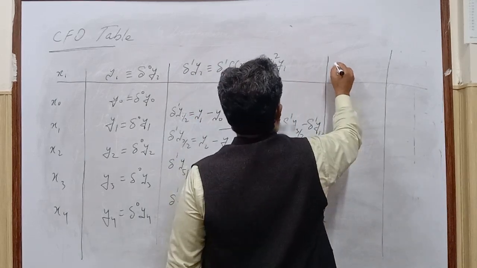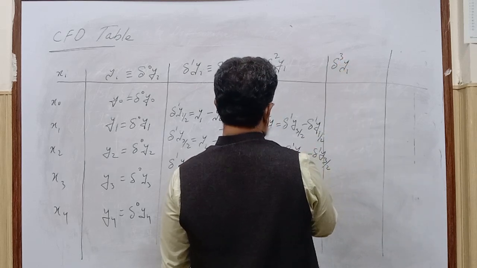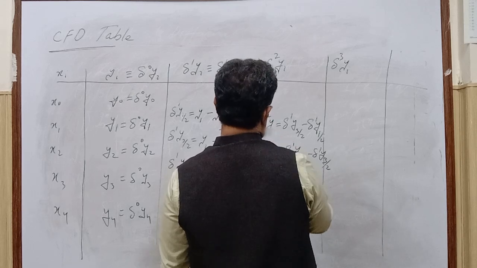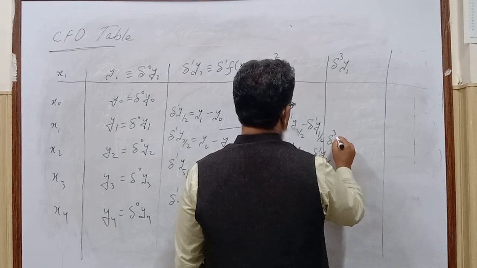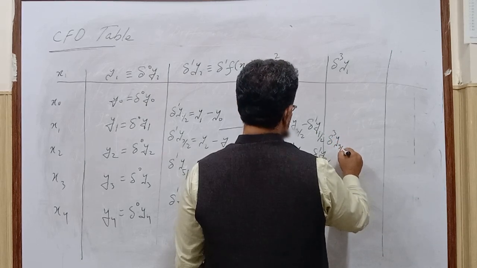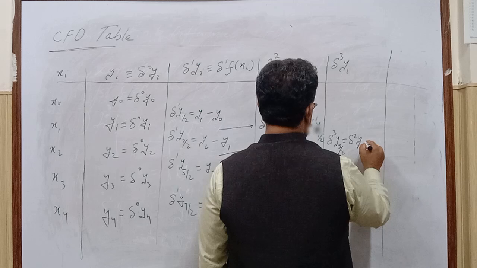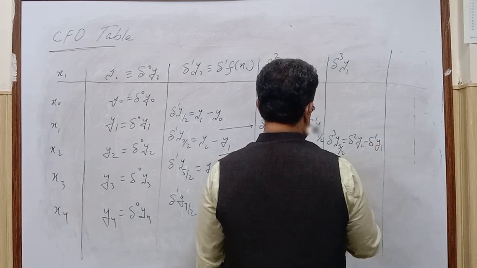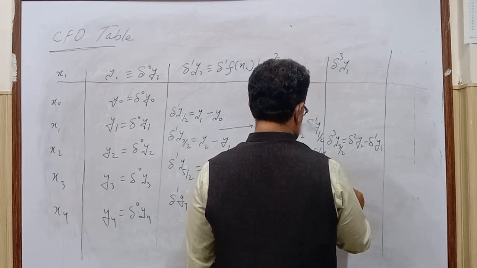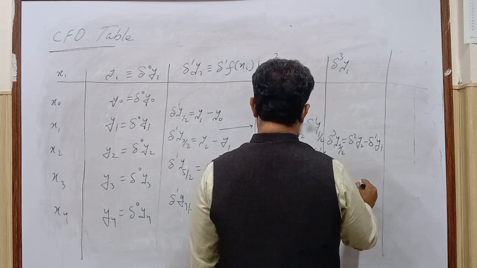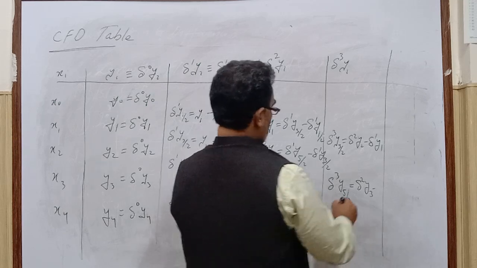In the next one, that is the third level CFD, over here again we will add 1 and 2 and divide by 2, and that will be delta 3 y 3 by 2, which is equal to delta 2 y2 minus delta 2 y1. And over here we will write delta 3 y 5 by 2, and that is equal to delta 2 y3 minus delta 2 y2.